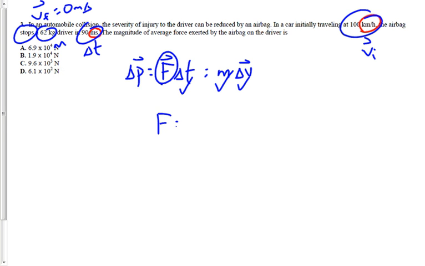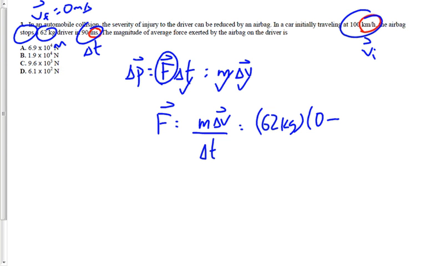All right, so let's say F is equal to M times delta V over delta T. It's going to be 62 kilograms times delta V, which is VF minus VI, 0 minus VI. 100 kilometers per hour in meters per second. I'm not going to forget to convert that because I circled it in red to remind me not to forget that. 27.777, repeating.